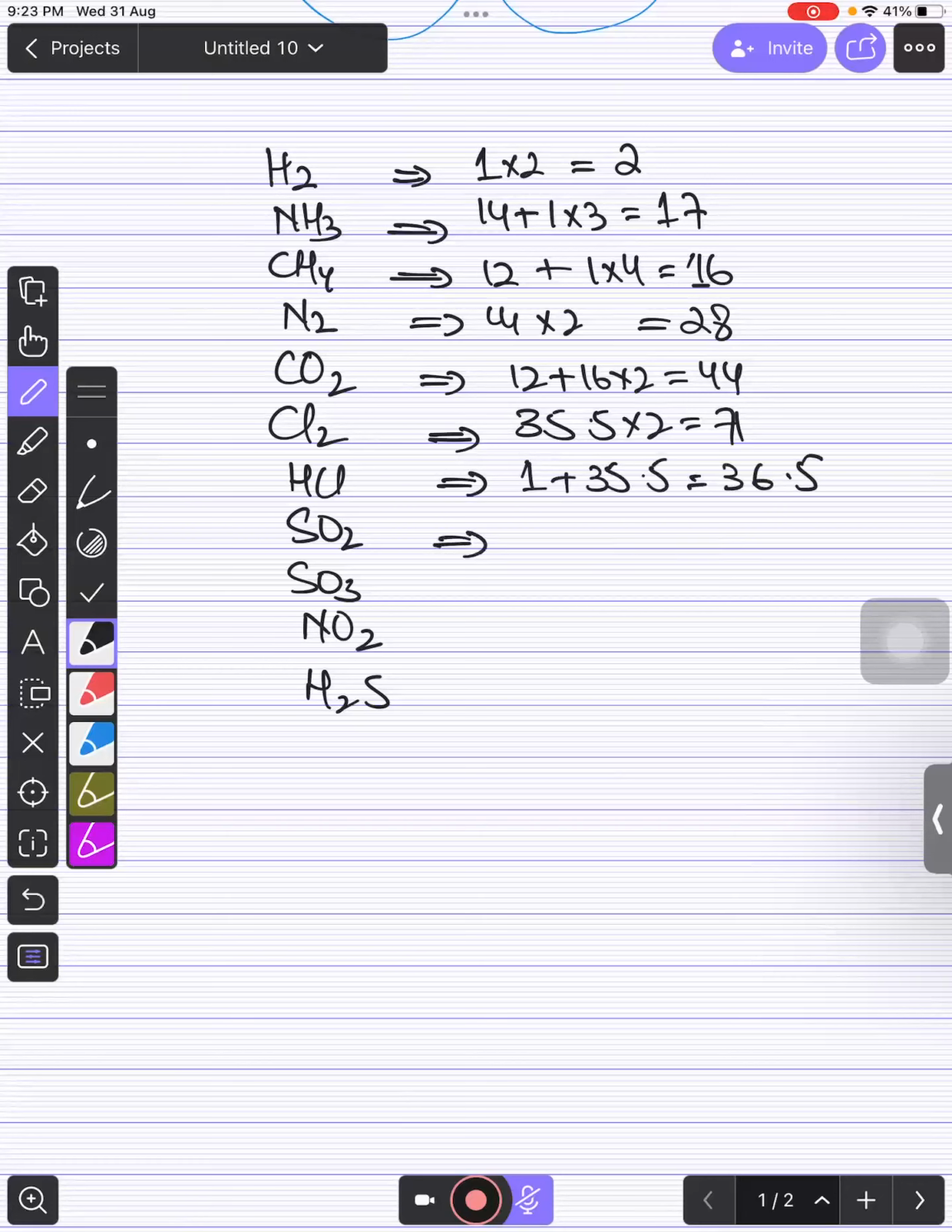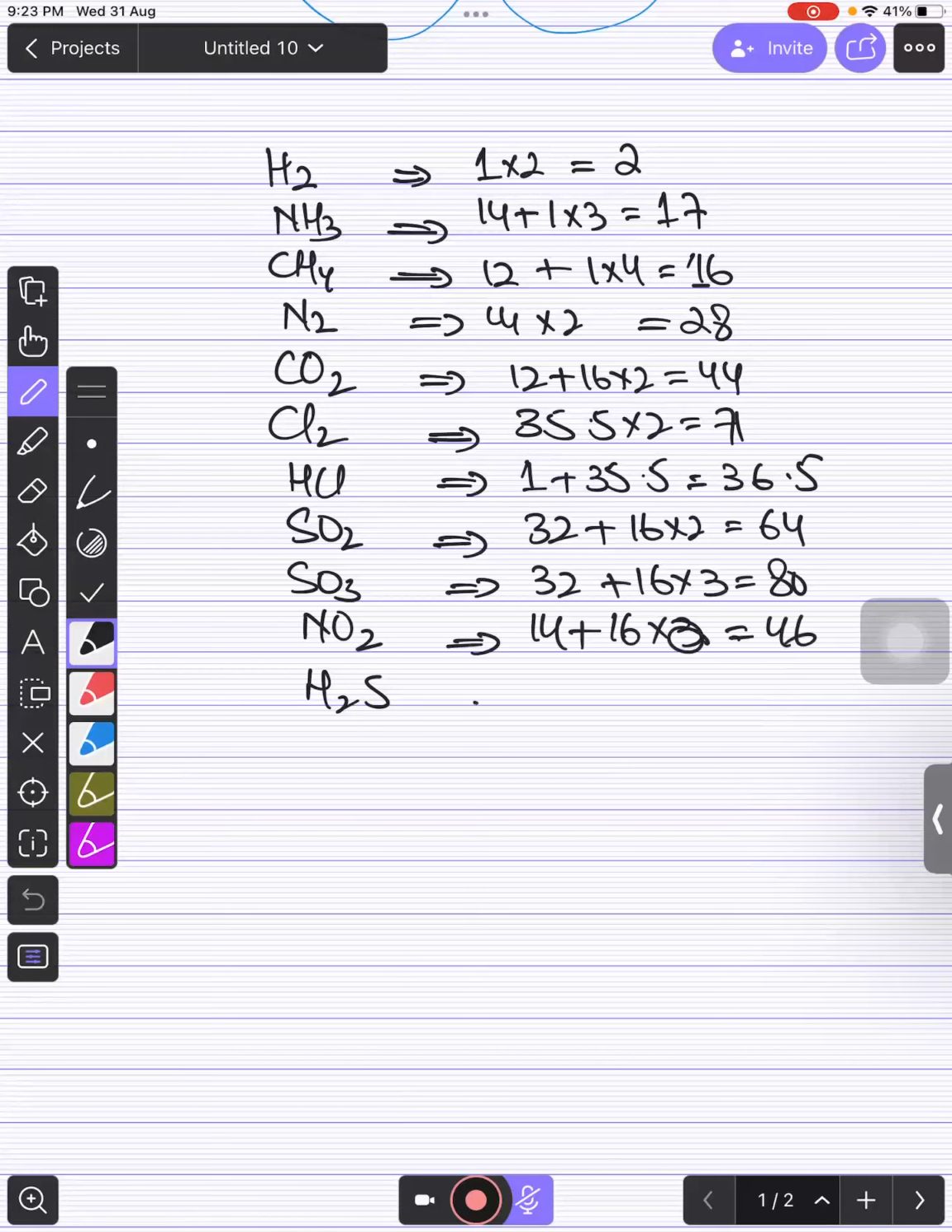Same if you talk about sulfur: it is 32, oxygen is 16 into 2, so it will give you 64, right? Sulfur is 32, oxygen is 16 into 3, it will give you 80, right? Nitrogen is 14, oxygen is 16 into 2, it will give you 46. Then hydrogen is 1 into 2, and sulfur is 32, it will give you 34. So you can see these gases have different molecular masses, right?